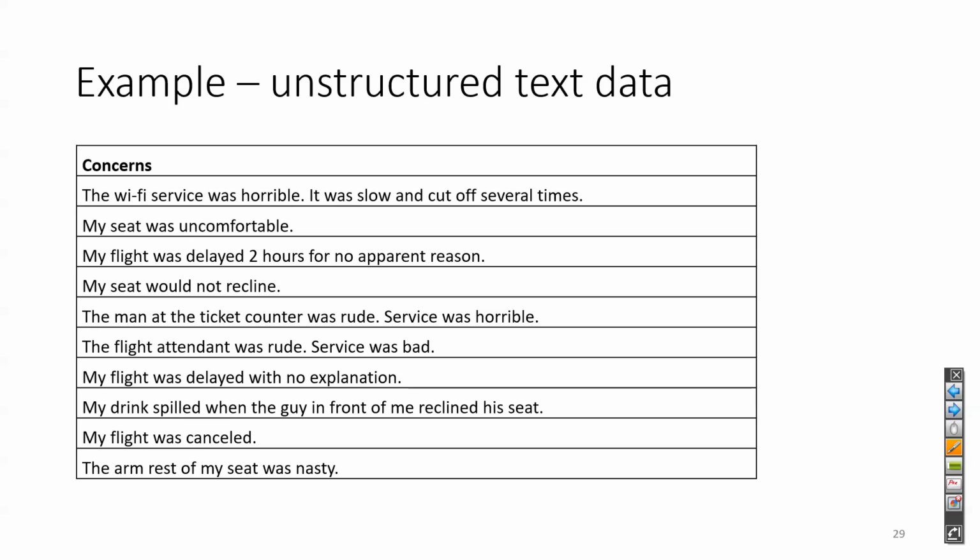Then when I read the second comment, if some of the words have already been included, I can count them. If a word is not included, I can create a new variable. So essentially, the number of variables will be much, much bigger.